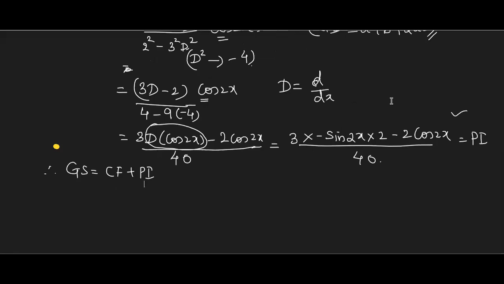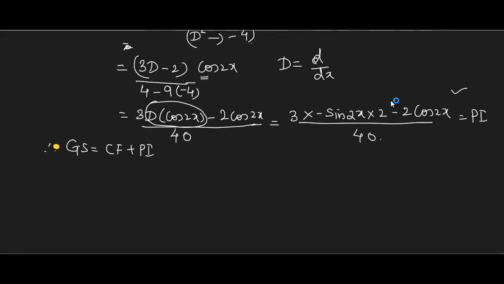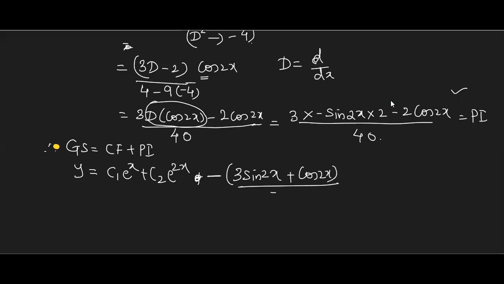Last step is writing GS as CF plus PI. What do I have to write in place of GS? Y. What is CF? What did you get for this example? C1 e raised to x plus C2 e raised to 2x, I guess. What is PI? Now while writing this PI, both are negative, and you can just see, can you take anything common and cancel? So I'll write a minus here altogether. You can take 2 common and cancel it. If that step is applied, can you tell me the terms? 3 sine 2x plus cos 2x divided by 20.